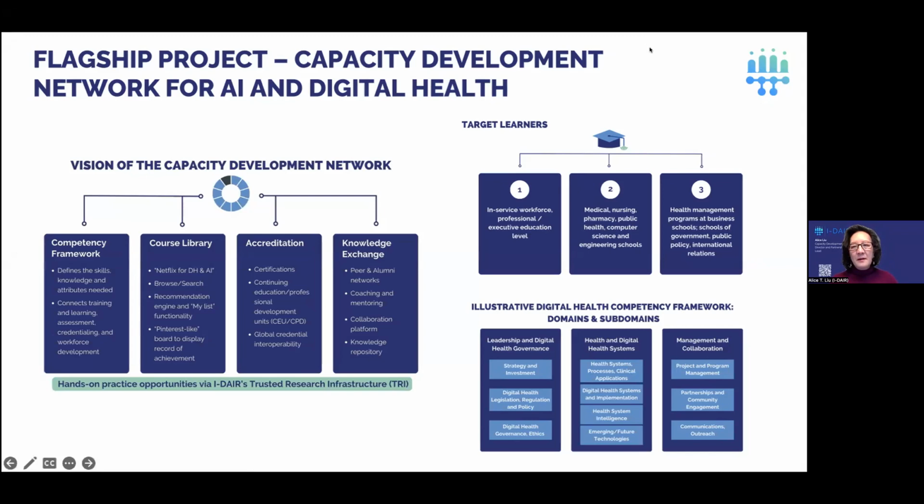So we are right now first targeting the in-service workforce, the professional executive education level. You can see we've got more down the road, and this is just an illustration of a competency framework. Just a very, very high level illustration, but it's actually much more detailed.